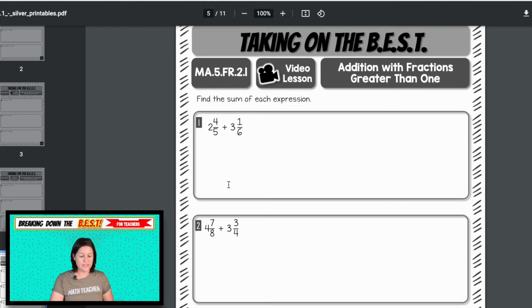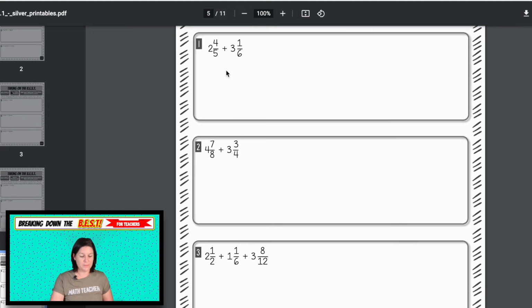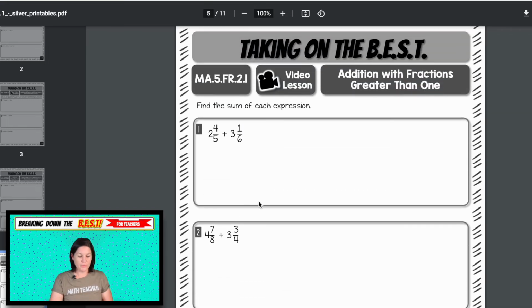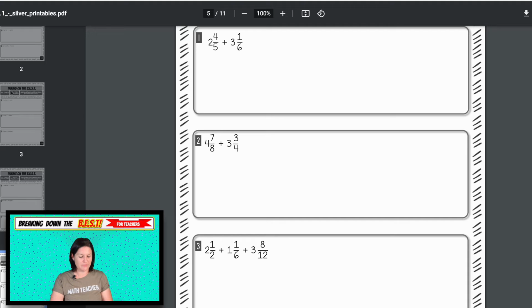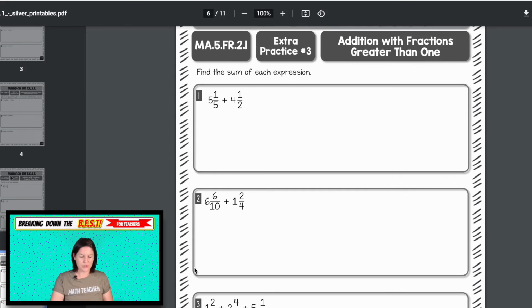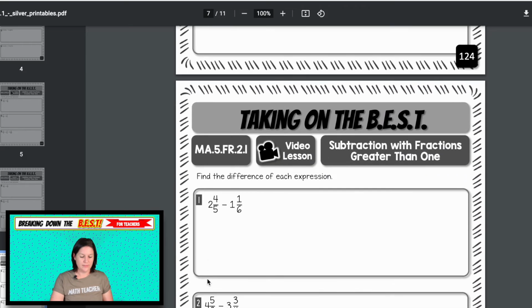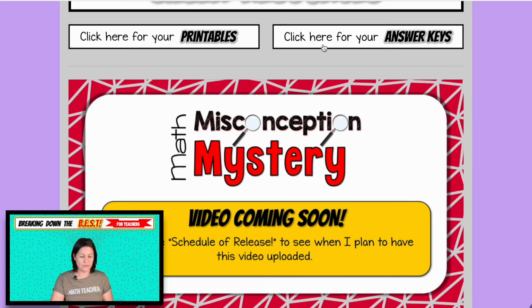Your next video lesson is addition with fractions greater than 1. So you'll see here that we have mixed numbers where we're finding the sum. For some of them, like number 1, we'll have to rewrite both fractions. For some of them, like number 2, we'll have to rewrite only one fraction. There are no models here for this one. I know that for the subtraction one, video lesson number 4, there is a model there just to showcase what regrouping looks like in a visual model. We'll get to that in a second. But here's the extra practice page for addition with fractions with your silver plan. And all of the answers are in the answer key right over here, okay?